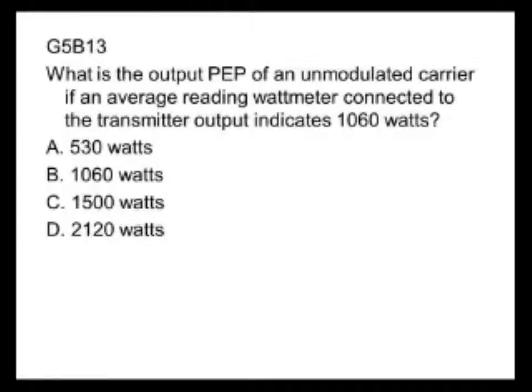What's the output PEP of an unmodulated carrier if an average reading watt meter connected to the transmitter output indicates 1060 watts? Now, what did I tell you the relationship was between an unmodulated carrier and average power? It's a ratio of 1.0, isn't it? It's the same thing. So your 1060 watts on your average reading watt meter means you have an unmodulated carrier of 1060 watts.